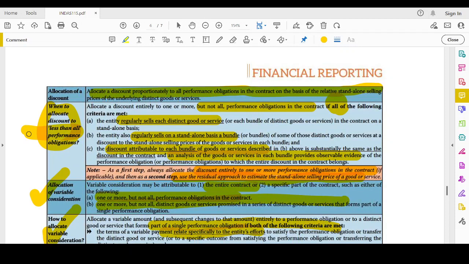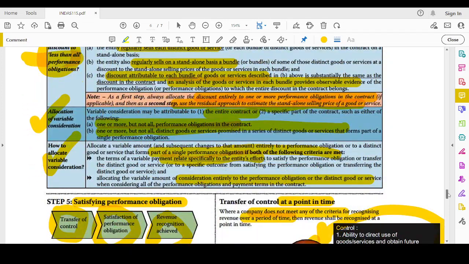Then the allocation of variable consideration. Variable consideration is also applicable if it is allocated to the entire contract or a specific part of the contract. Then how to allocate? If the terms of variable payment relate to the entity's effort specifically for product B alone, then that variable consideration has to be allocated to product B alone. And if it relates to the entire product or the entire performance obligation, then you have to allocate on some reasonable basis, that is, the standalone selling price basis or whatever it may be.